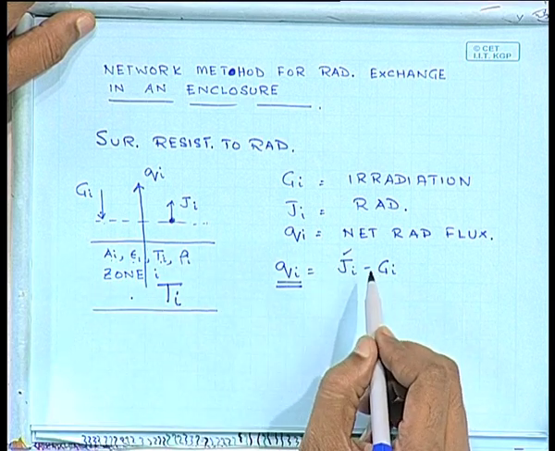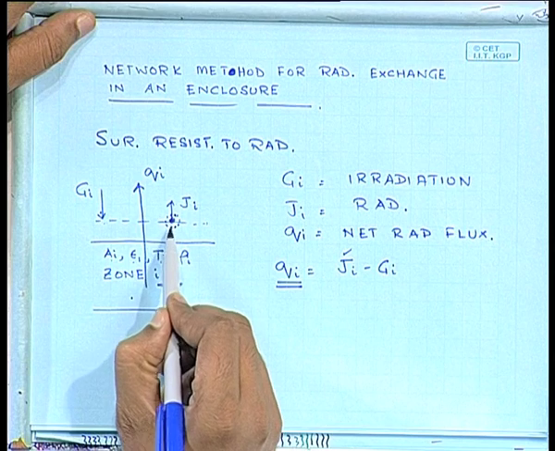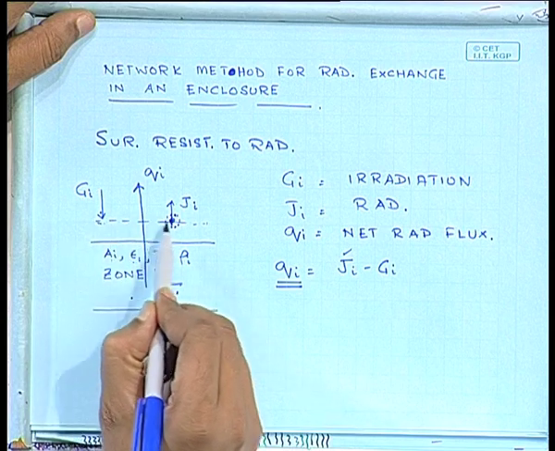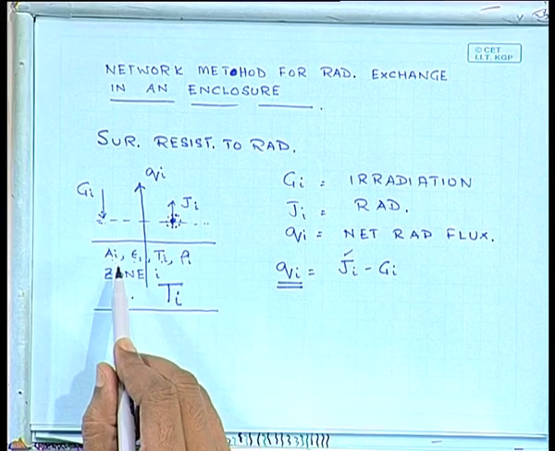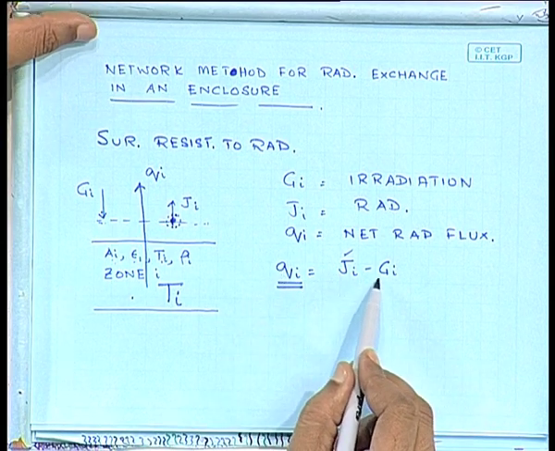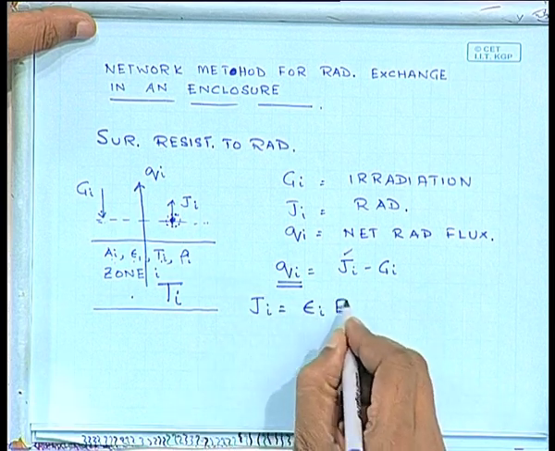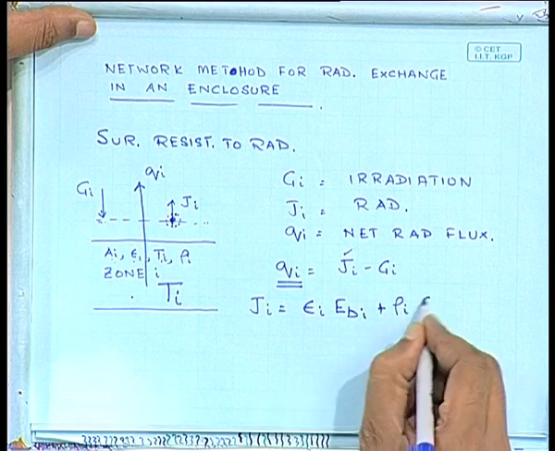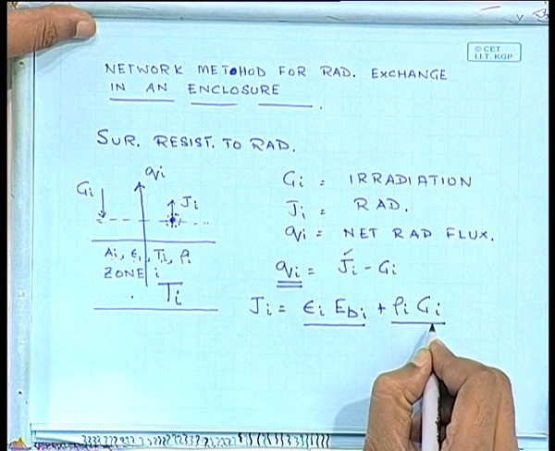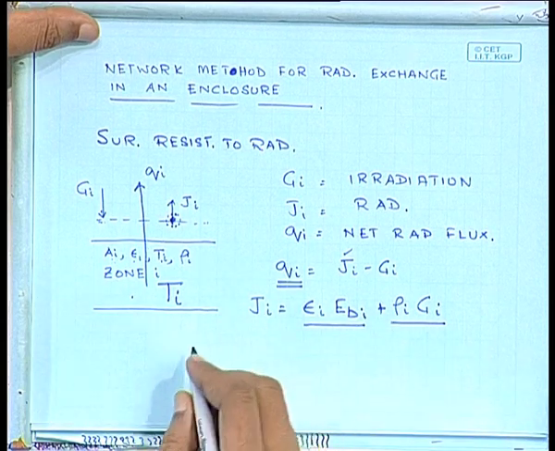Ji is a radiation flux leaving the surface, as can be observed by someone standing immediately outside of the surface. Gi is the irradiation which is assumed to be uniform over the whole surface Ai. So, if you make the balance, Qi is simply going to be Ji minus Gi. Now, I can express Ji as epsilon i Ebi plus rho i Gi. This is the emission from the surface, this is the reflection of whatever is irradiated on the surface. So, Ji is simply the sum of these two.